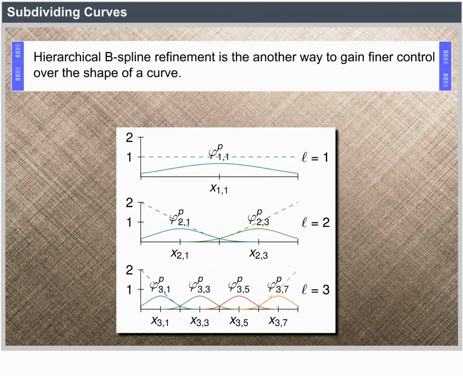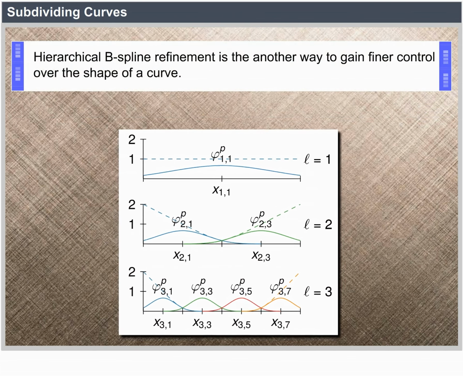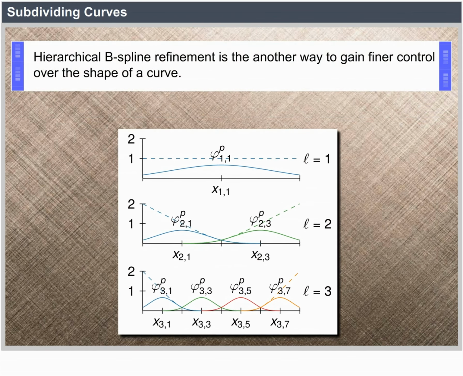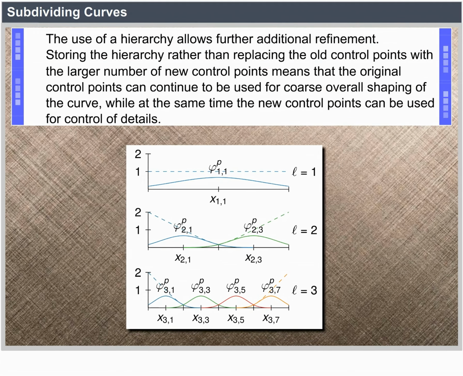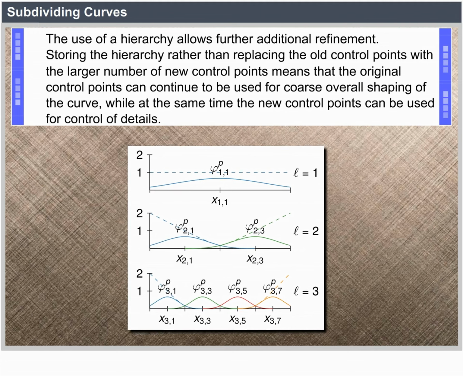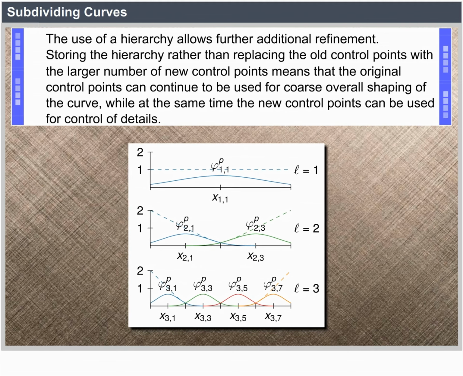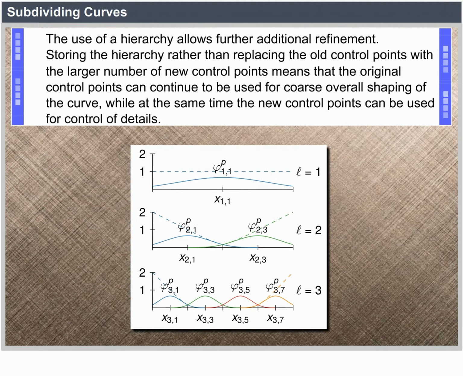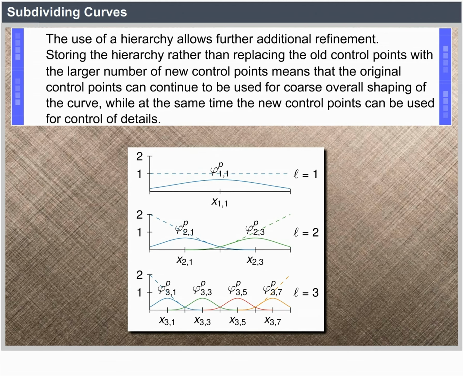Additional control points are added to local regions of a curve, and a hierarchical data structure is built relating the new control points to the original control points. Use of the hierarchy allows further additional refinement. Storing the hierarchy rather than replacing the old control points with a larger number of new control points means that the original control points can continue to be used for coarse overall shaping of the curve, while at the same time the new control points can be used for control of details.